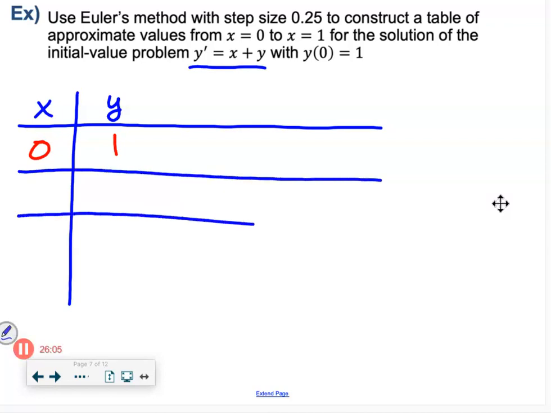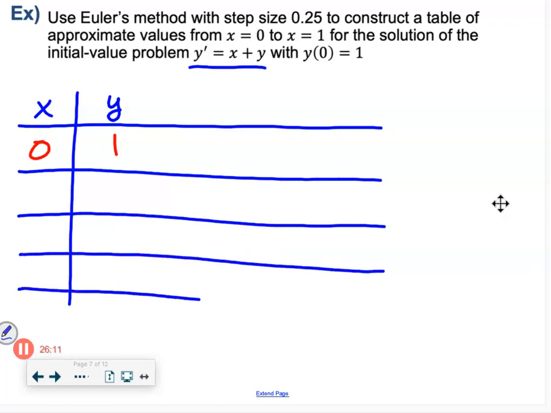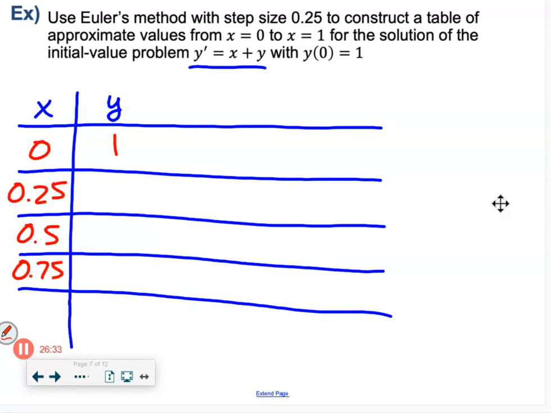Then you want to fill in your x's first. Our step size is 0.25. So what would our next x be? 0.25. What would be the next x? 0.5 or half. What's the next one? 0.75. And what's the last one? 1. And then that's where you stop because they said go from 0 to 1. So for your x's, you just sit there and add step sizes until you get to your ending one.